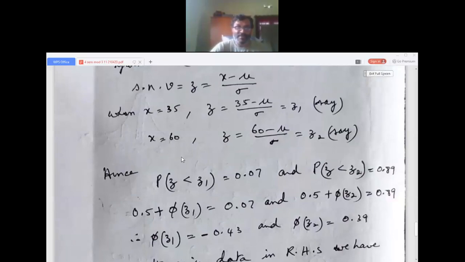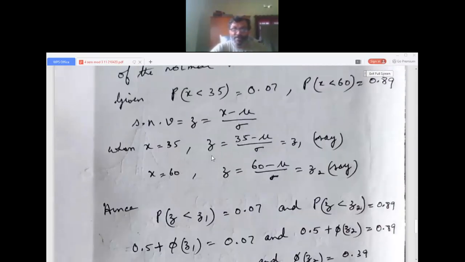Hence, P of Z less than Z1, because it is less than 35. So we take here P of Z less than Z1 equals 0.07. Here also less than is there: P of Z less than Z2, the second one taken as Z2, equals 0.89. Understand this. When X is 35, that is Z equals Z1, so it is less than 35. So P of Z less than Z1 equals 0.07.